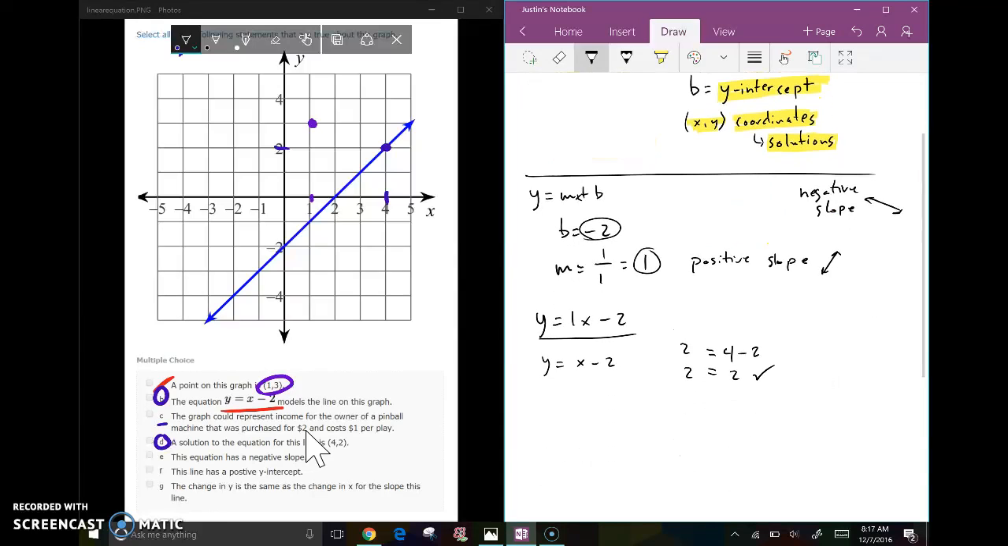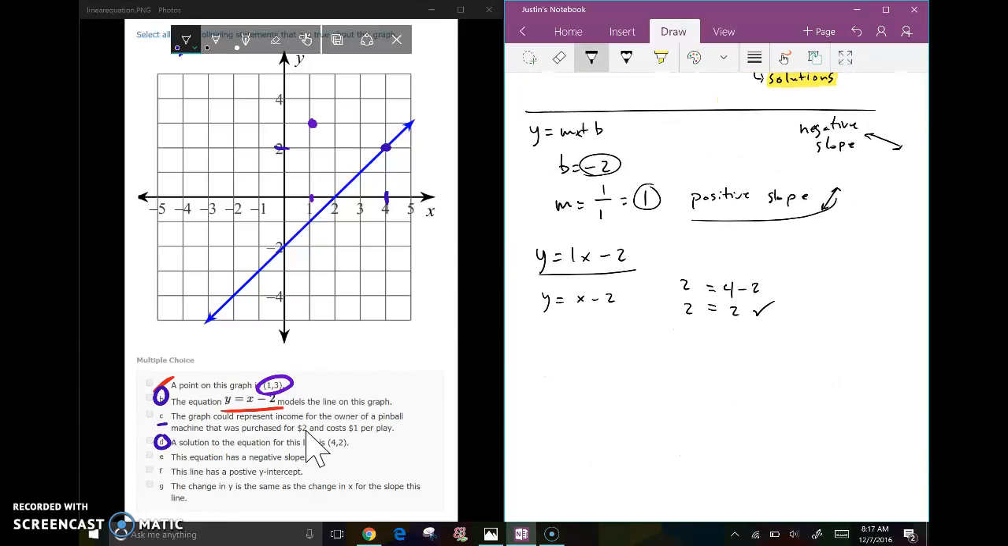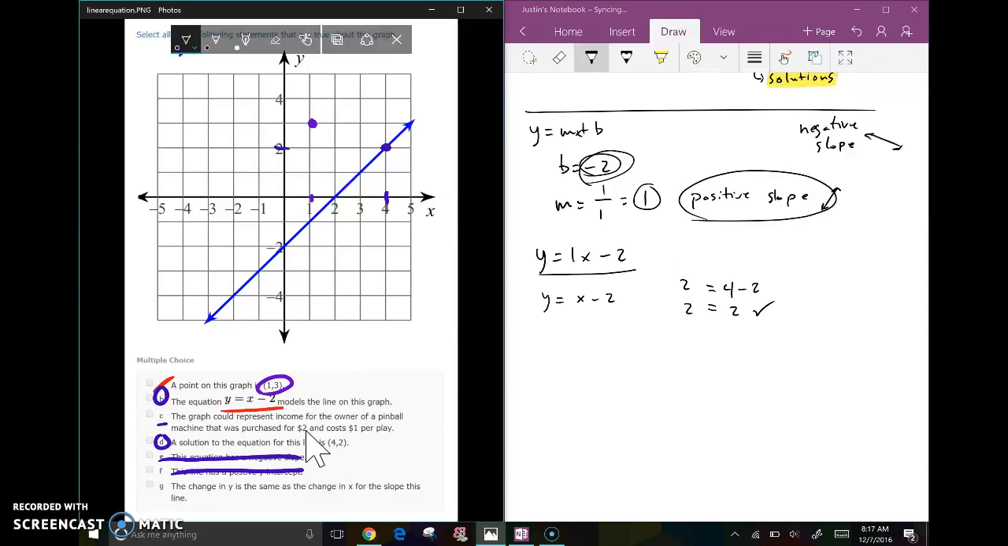The equation has a negative slope. Well, we've already identified that the slope here was positive, so this is not a solution, or this is not a box that we would check. The line has a positive y-intercept. Well, our y-intercept was negative. It's going through a negative, so this is not one that we would check.